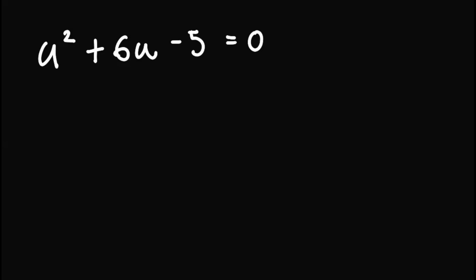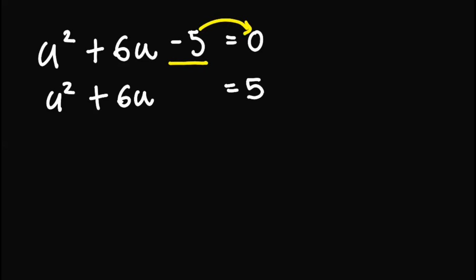So the first step is to move this term without a variable to the other side of the equation. So we'll have u squared plus 6u equals negative 5 will become 5. And from here, what we will do is add a term on both sides of the equation to make this out here a perfect square. How do we do that?